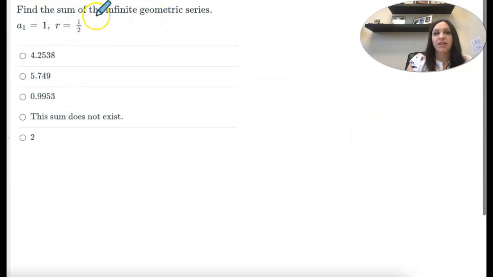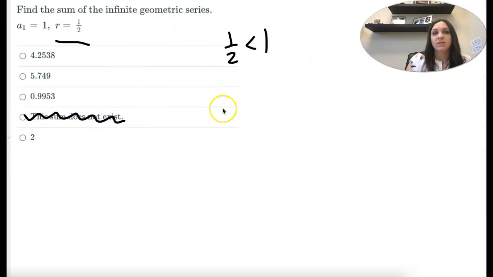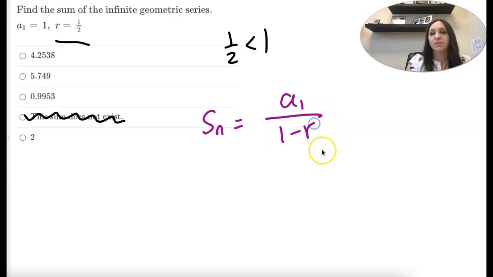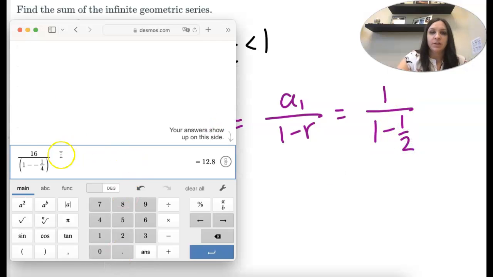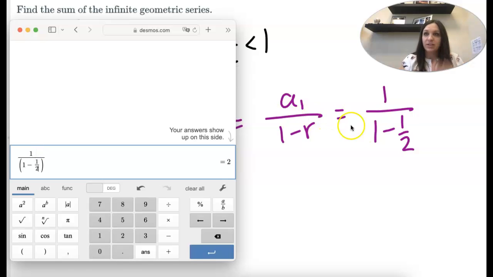Alright, here's another one. Find the sum of the infinite series. So first, look at r. It's 1/2, which is less than 1. So it does exist. So to find the sum, we take the first term and then 1 minus r. So A1 over 1 minus 1/2. So 1 on the top, and then 1 minus 1/2, which is 2.